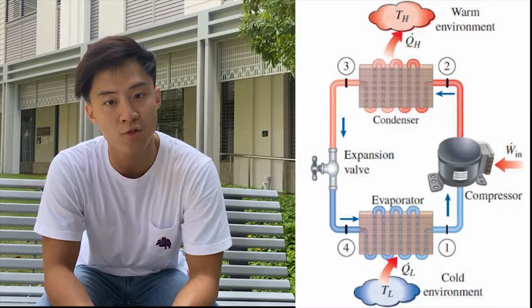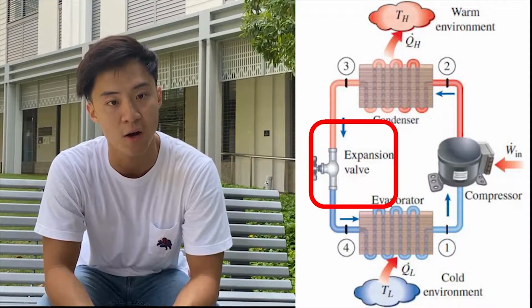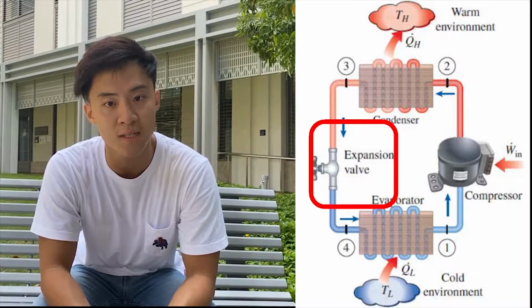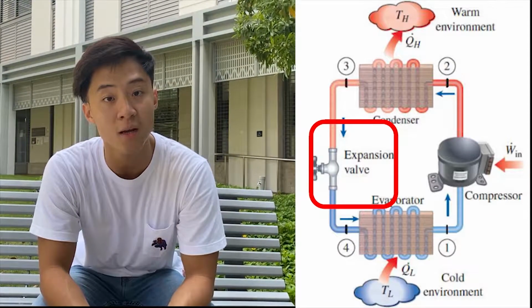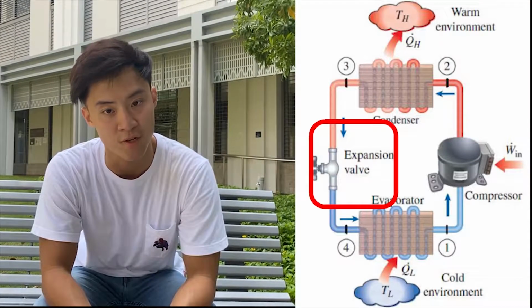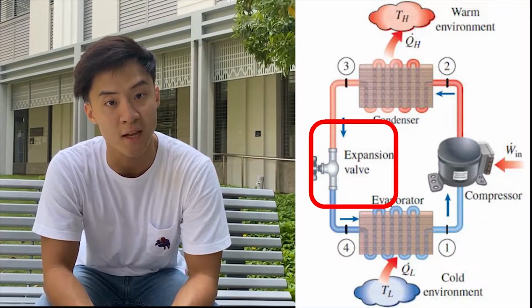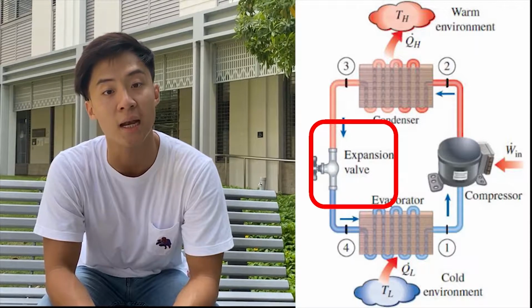This liquid is passed through stage 3 at the expansion valve. The expansion valve converts liquid into a mist, causing pressure drop, cooling the refrigerant. The refrigerant leaves the expansion valve at low temperature and pressure.